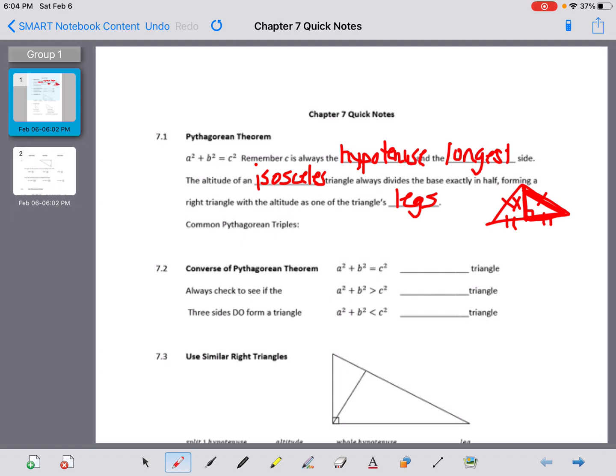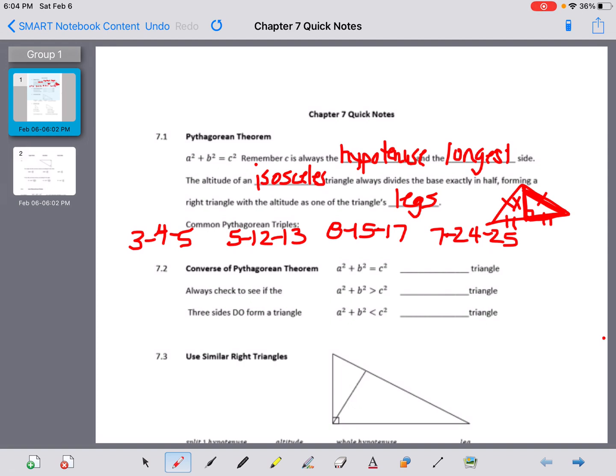All right. Common Pythagorean triples. You do not need these memorized, but hey, it's good to have it on a quick note sheet, right? We have the 3, 4, 5 triangle. We have the 5, 12, 13 triangle. We have the 8, 15, 17 triangle. We have the 7, 24, 25 triangle. And those are the 4 that our book kind of focused on a lot.